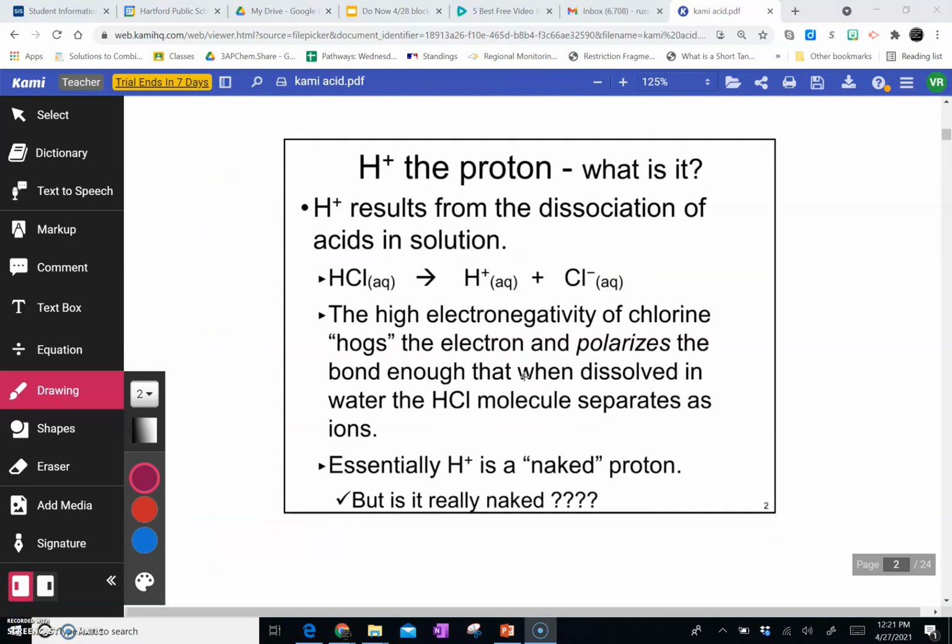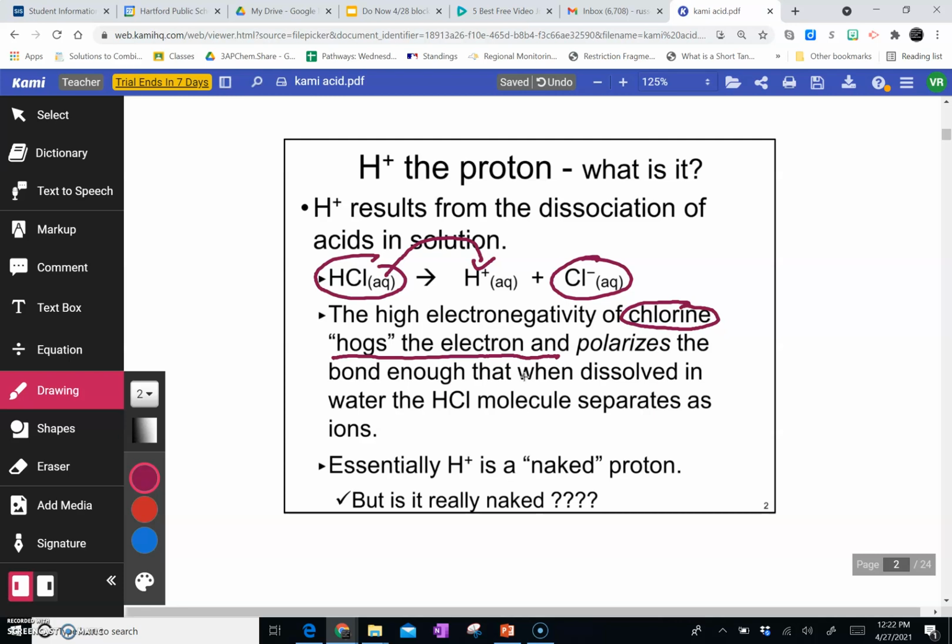So the question now is, what is a proton? H+ results when you put an acid in water and it dissociates into H+ and its anion, which in this case is chlorine. Why this happens is that chlorine is very electronegative, so it hogs most of the electrons. Remember, electronegativity is how much an atom wants to gain electrons. And since chlorine is very electronegative, it really has most of the electrons.